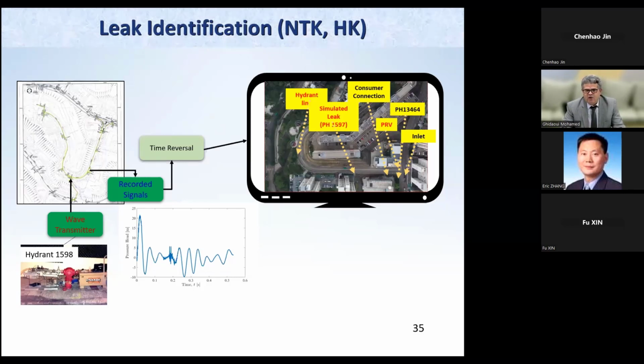This is a consumer connection. You see this building here. So, sorry, there is a building there and there is a consumer connection. So the wave again finds that pipeline, that junction. Another interesting one was the PRV.